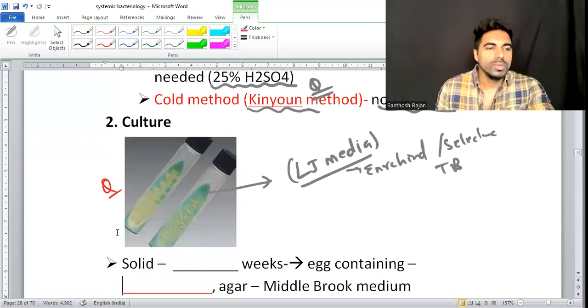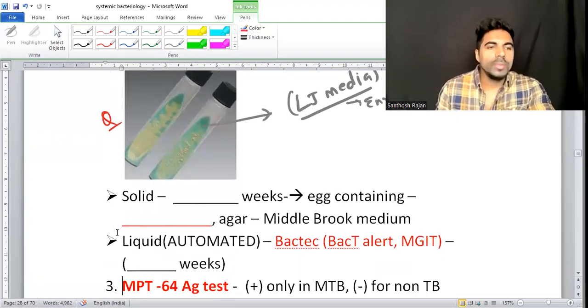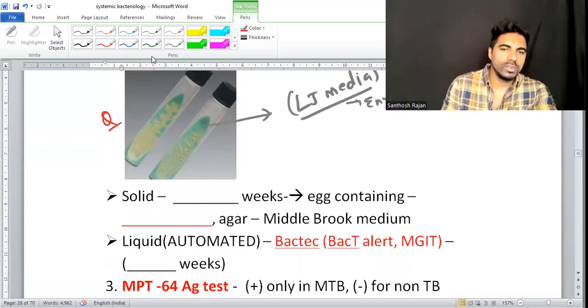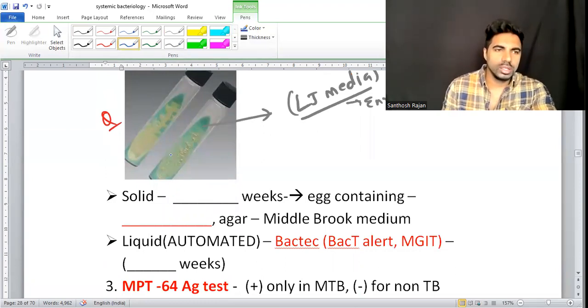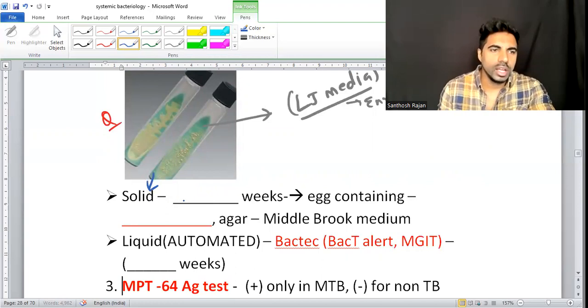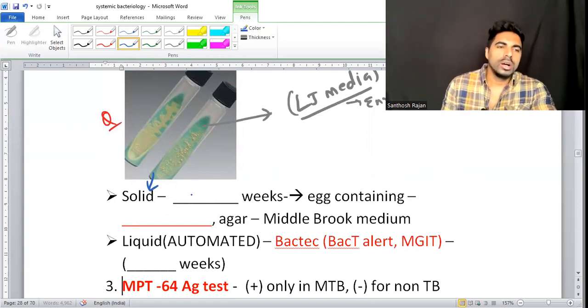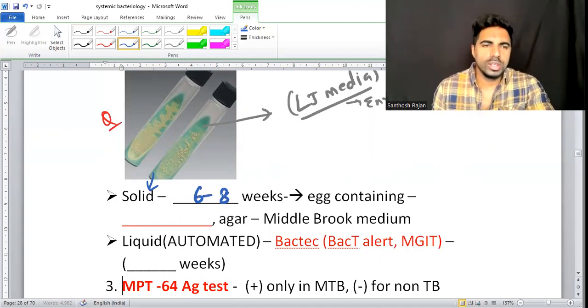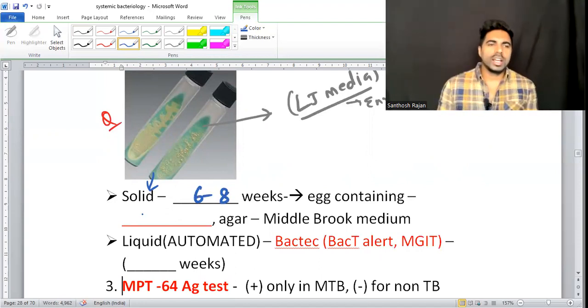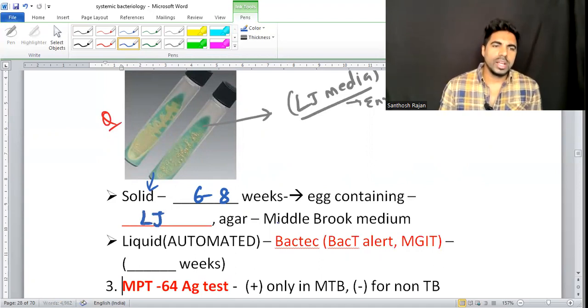Now, solid media. As we told, LJ media is the solid media. So how many days does it take? It takes a lot of days, weeks, maybe months. It takes nearly 6 to 8 weeks. LJ media is the solid medium, and the agar one is Middlebrook medium. They are all related to this only.